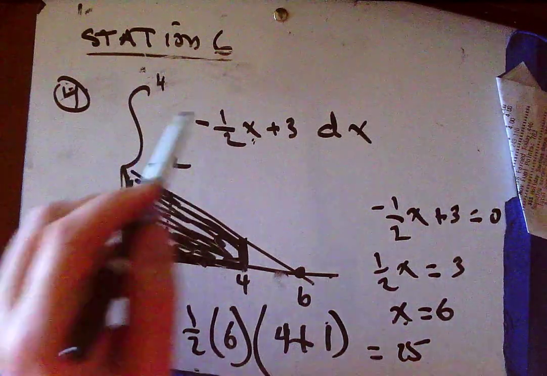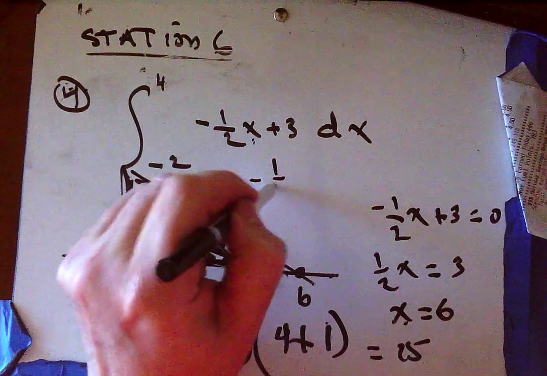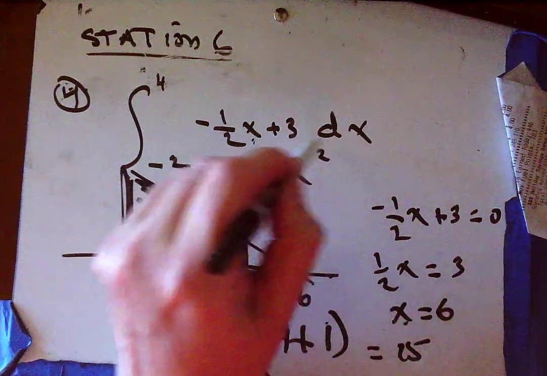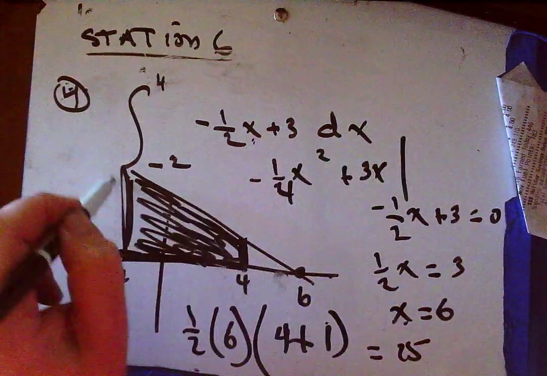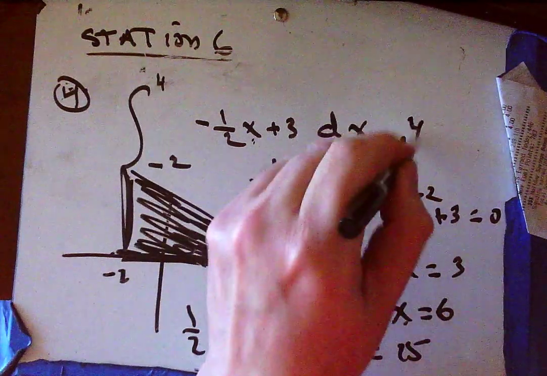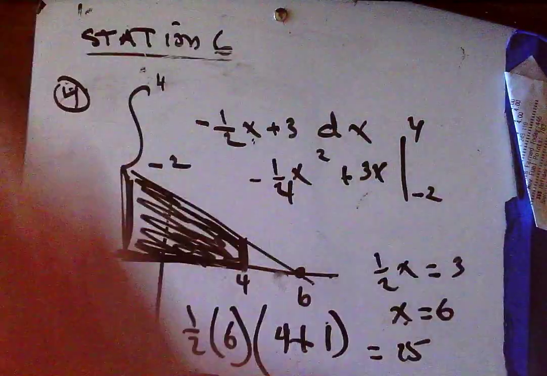I kind of think that's easier than doing -1/2 x squared over 2 plus 3x, and now I've got to plug in -2 and 4. I really don't want to do that, so I'm not going to. I'm going to move on to station 7. Let's go to station 7.